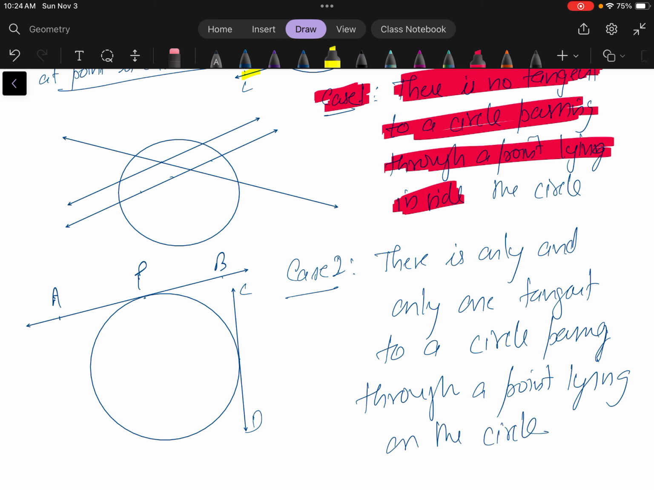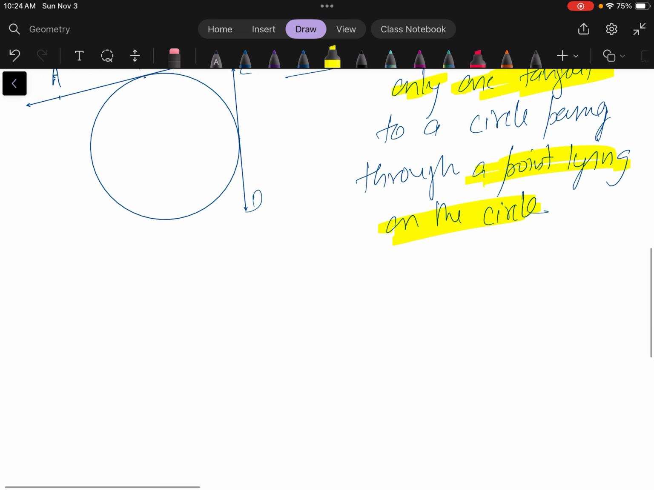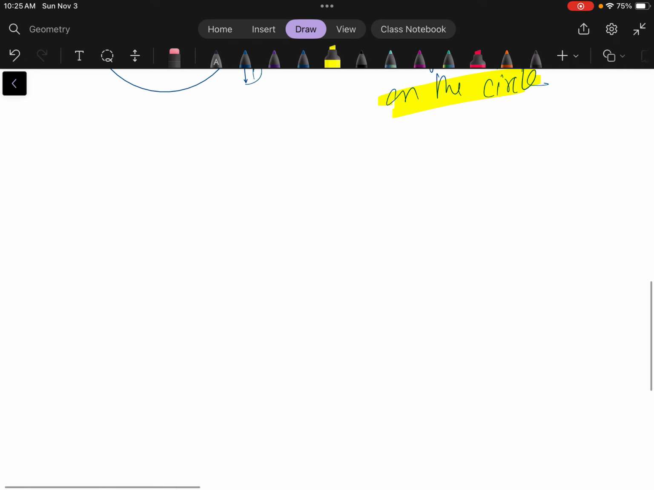So why am I trying this here? If you will see, this point is inside the circle. Here, this point is lying on the circle, and we can draw one and only one tangent to the circle. Clear? So now we will move to the next point.